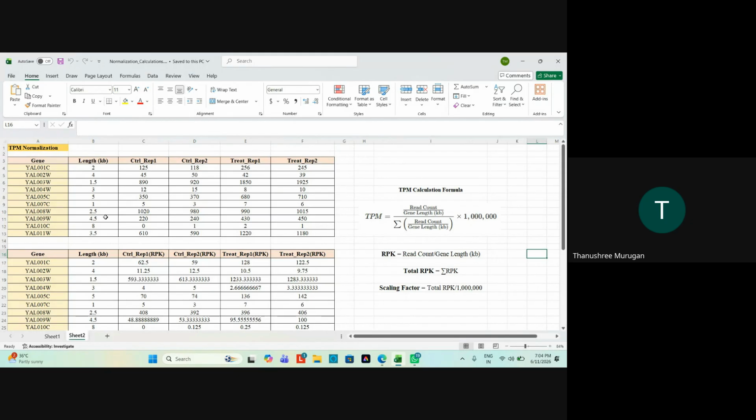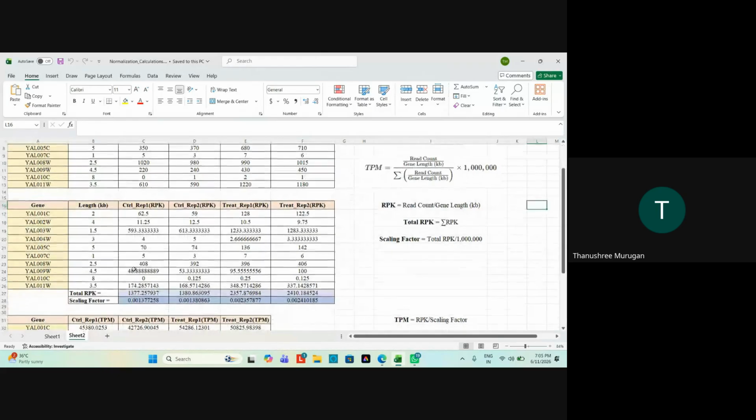Here, TPM stands for transcripts per million. So this is the standard formula for TPM. For the TPM calculation, the first step is to calculate RPK values. The RPK value is calculated by using this RPK formula. I used this read count and then I divided it by its read length. So like that, I got these RPK values.